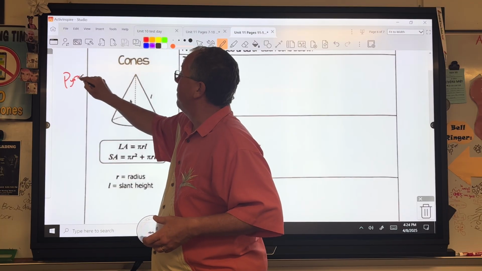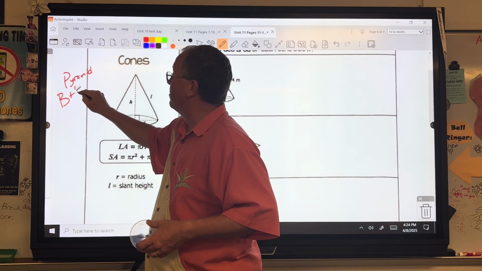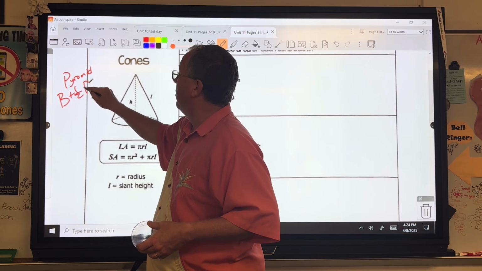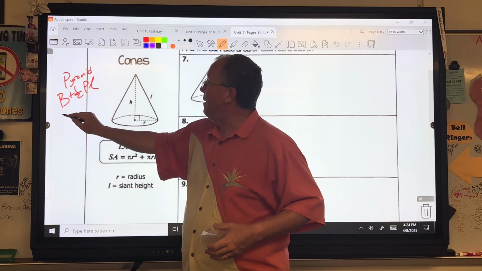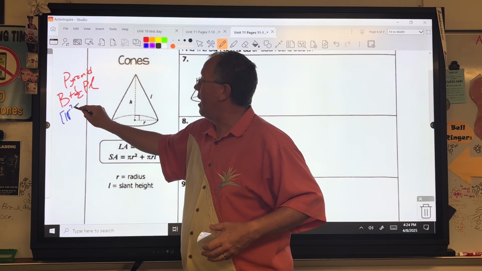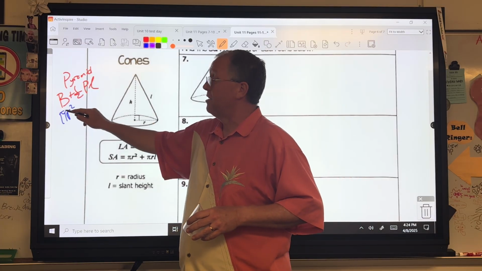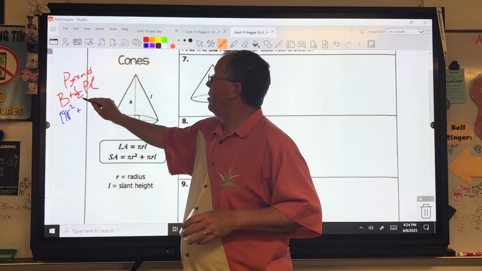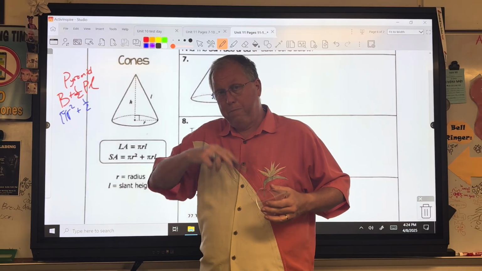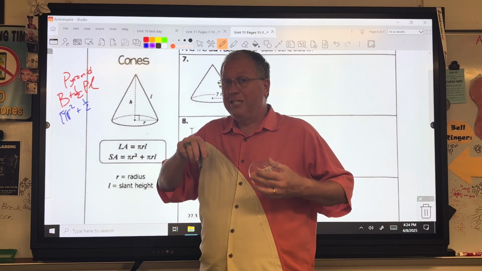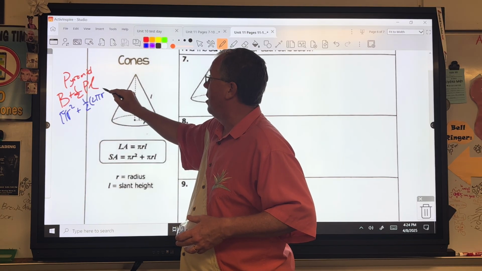So for my cone, I'm going to follow the same thing that I did with my pyramid, right? So my pyramid, and again, it's all about the base. My pyramid went like this, right? It's 1/2 PL. My cone does exactly the same thing, but the base is always going to be pi r squared, because the base is always going to be a circle. Plus 1/2 the perimeter, which is always going to be the circumference, which is 2 pi r.